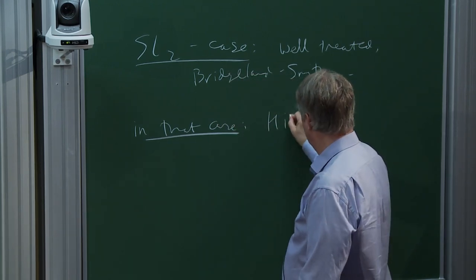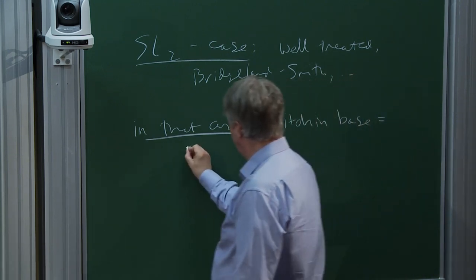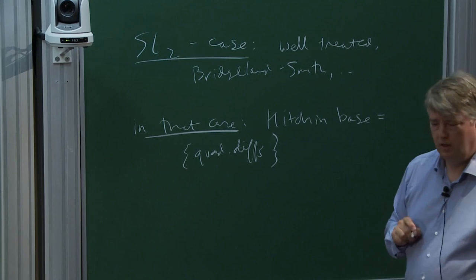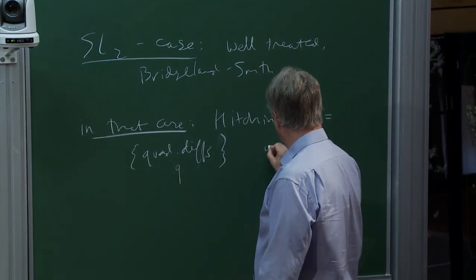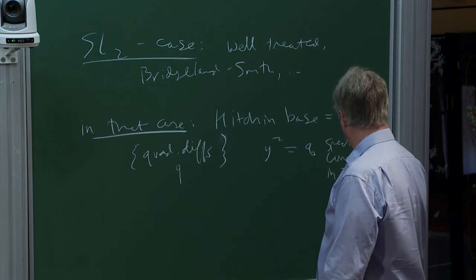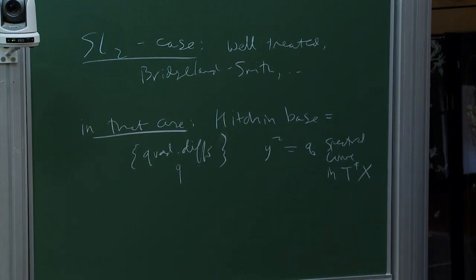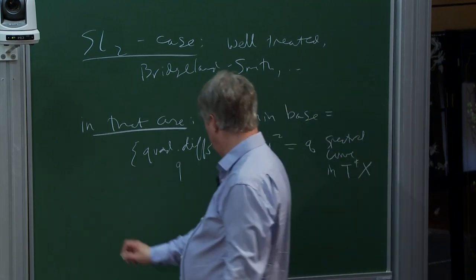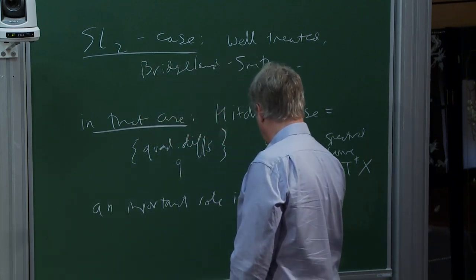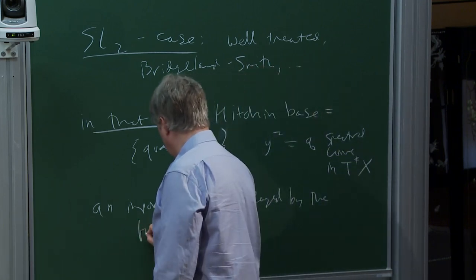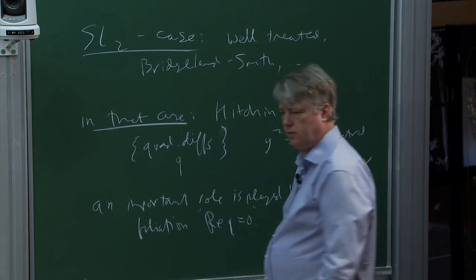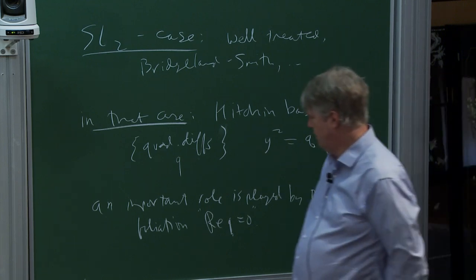In that case, the Hitchin base is equal to a space of quadratic differentials. A quadratic differential Q just corresponds to the spectral curve Y squared equals Q in some kind of cotangent bundle of X. And an important role is played by the foliation, say the real part of Q equals zero. Okay. And this actually goes back to Thurston theory and so on.